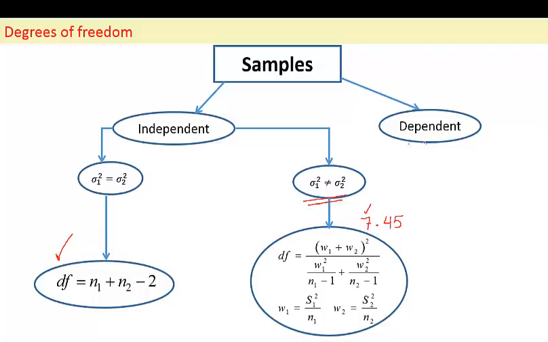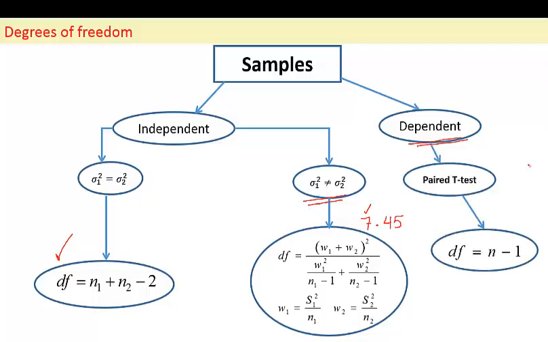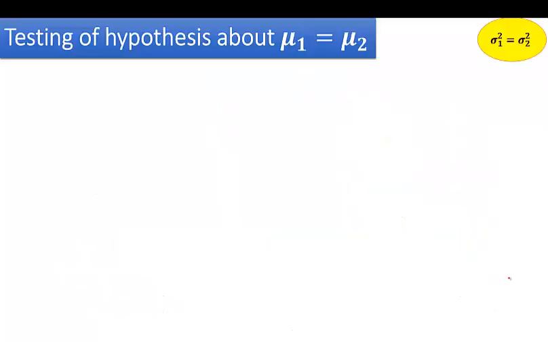And then if the samples are dependent, the degrees of freedom is n minus 1, straightforward, because we will take the difference of two samples and we will be dealing with only the difference variable, that is d. So in d, the number of values will be considered as n, and the degrees of freedom will be calculated as n minus 1.